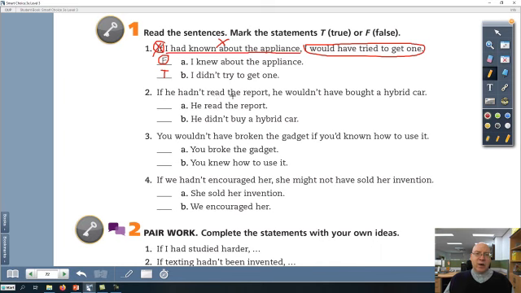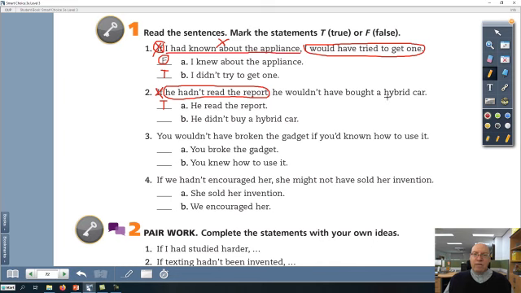If he hadn't read the report, he wouldn't have bought a hybrid car. If he hadn't read the report, okay? Let's think about this. What does that mean? Well, take if away and think of the opposite. He hadn't read the report. Did he read the report? Well, we're thinking about the opposite. Here is the negative, so what's the positive? He read the report. So this is true. Okay, he read the report because that's the opposite.